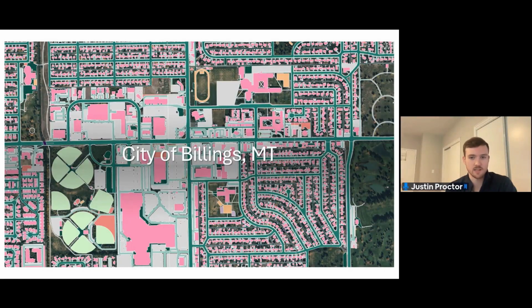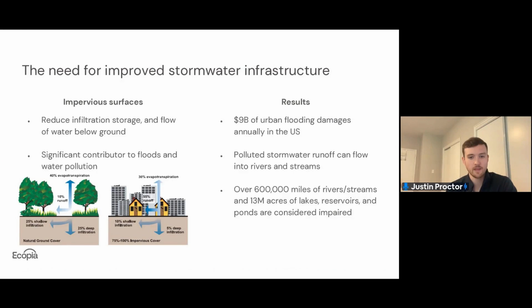So let's dive into this a little bit further. I'm going to start at about a 10,000 foot view, and then I'm going to bring it in much more granular. So let's talk about what the challenge is with impervious surfaces.